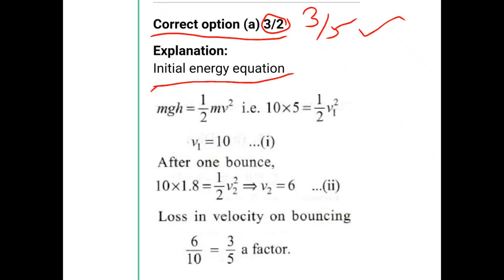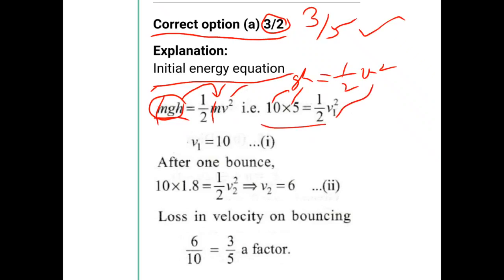Here you note down the potential energy is converted into kinetic energy. When the body is at rest, it possesses potential energy. When it moves, the body possesses kinetic energy. So I am equating mgh is equal to half mv square. In both the sides m is there, so m is cancelled. So gh is equal to half v square. It can be written as g means 10, h means 5, half v1 square. By simplifying you will get v1 is equal to 10.